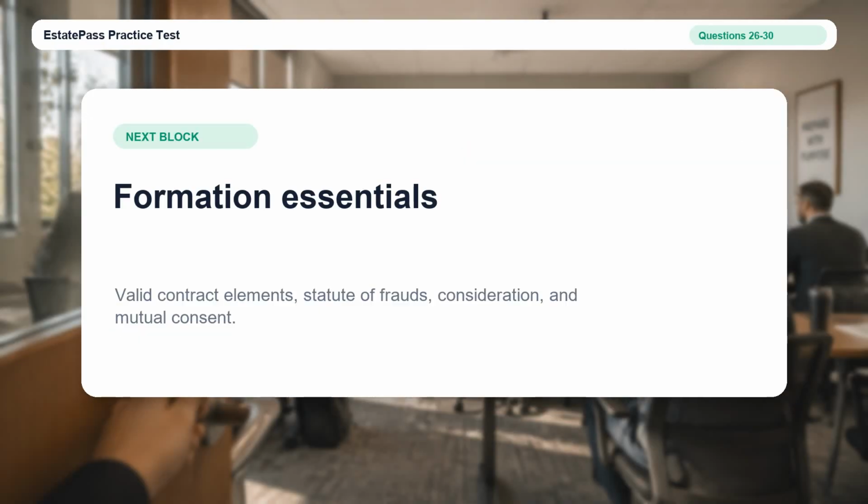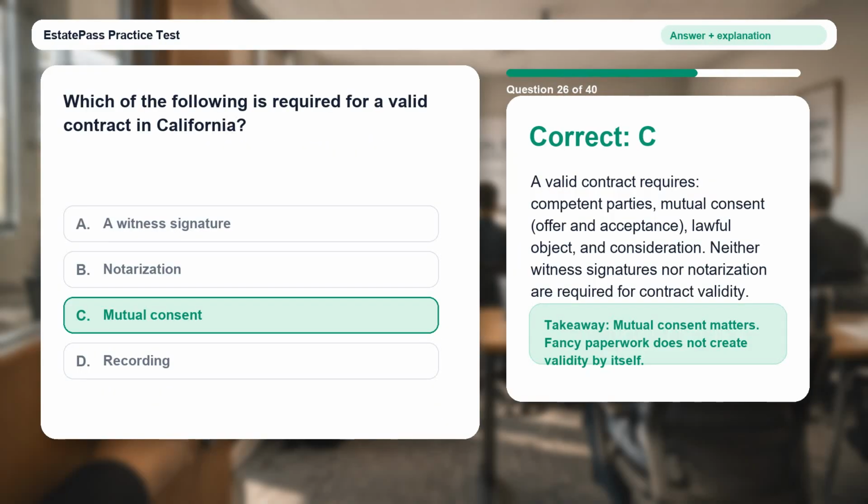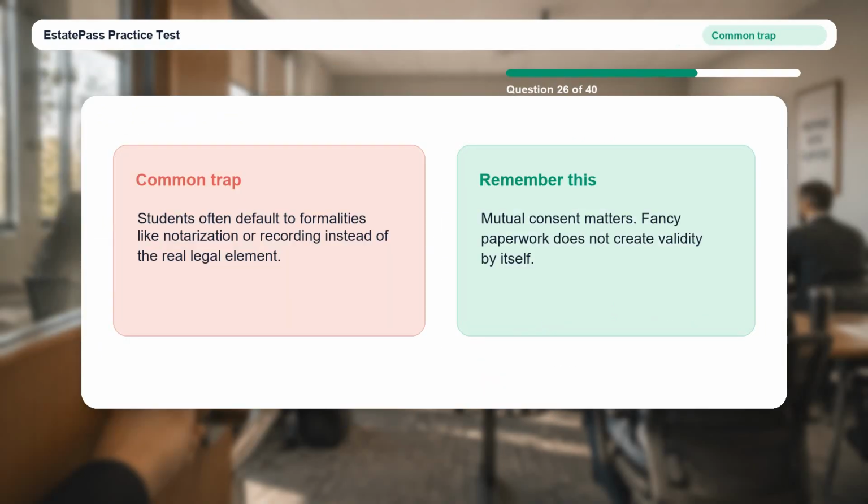Next block. Formation essentials. Valid contract elements. Question 26. Which of the following is required for a valid contract in California? Your choices are A. Witness signature. The correct answer is C. Mutual consent. Explanation. A valid contract requires competent parties, mutual consent, offer and acceptance, lawful object. Common trap. Students often default to formalities like notarization or recording instead of the real requirements.